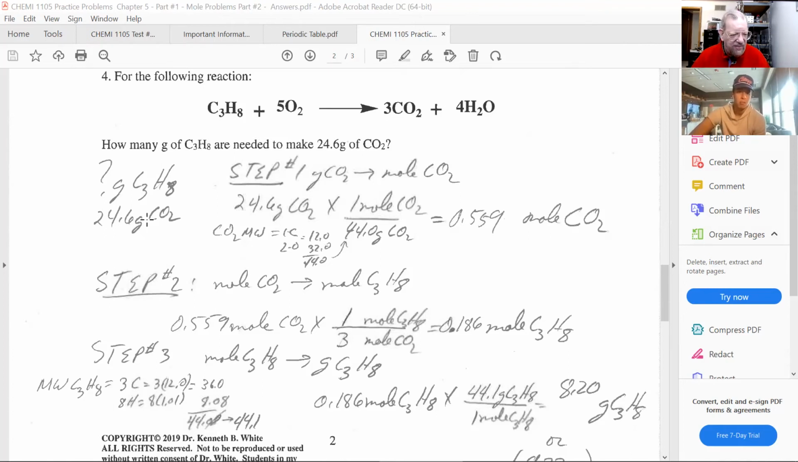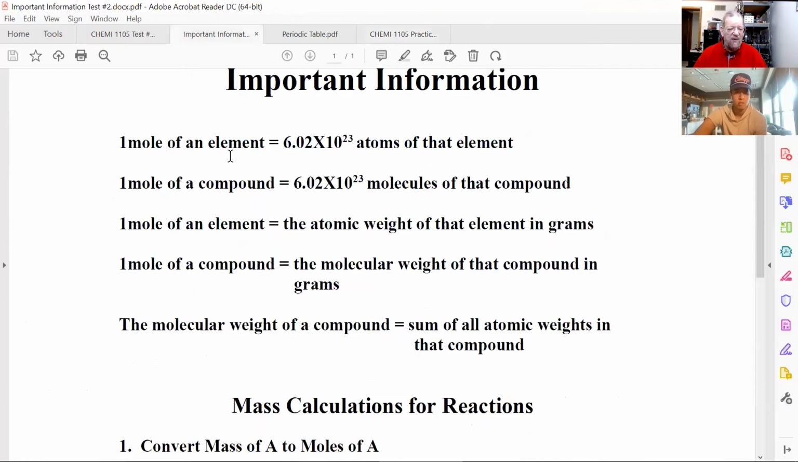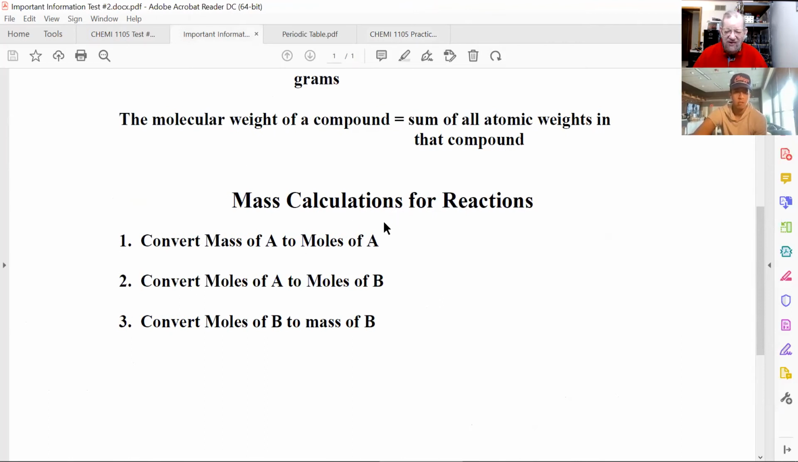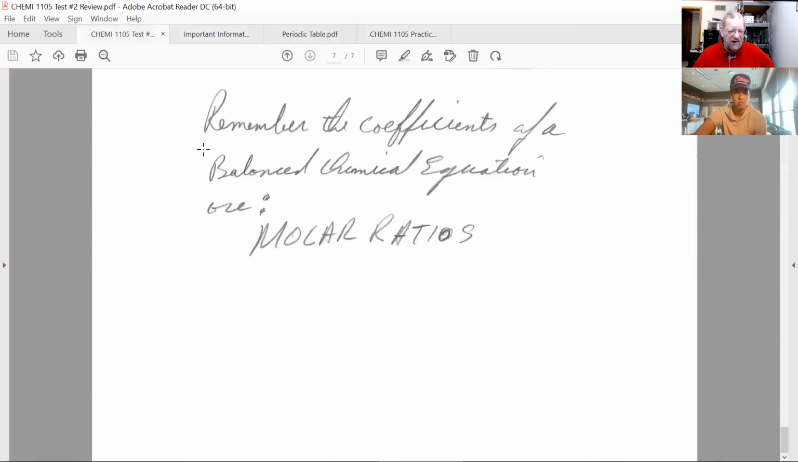There is no way you can go from grams of a compound to grams of another directly. You need 3 steps. This is a mass calculation, mass meaning grams, for reactions. Hint, you'll be given a balanced chemical equation to do this type of problem. First step, you go from mass of A to moles of A. Second step, moles of A to moles of B. And third step, convert moles of B to grams or mass of B. So let's take a look.